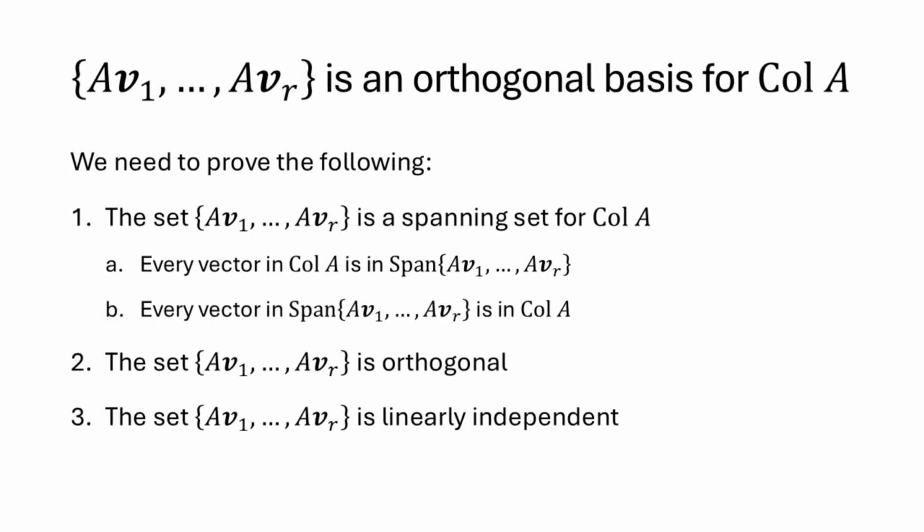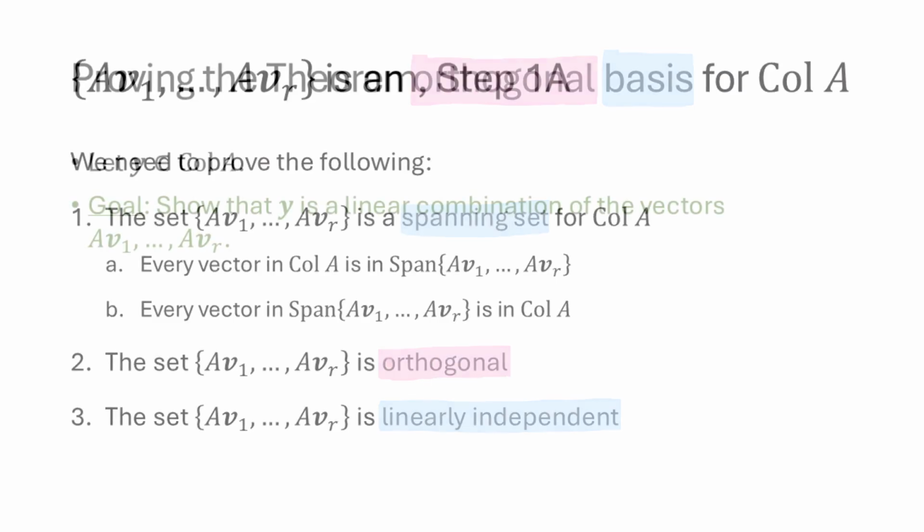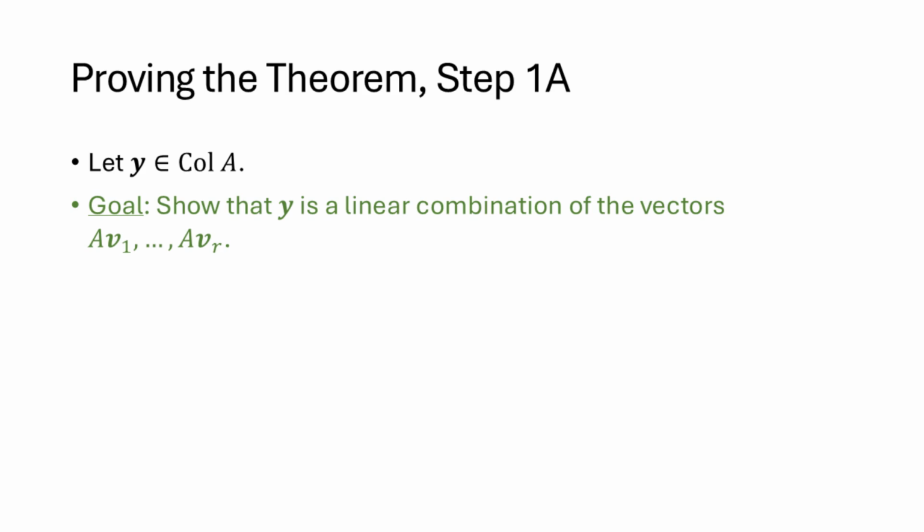So to prove this theorem, there are several things that we need to establish. We need to show that this set is an orthogonal basis for the column space of A. Basis means that these vectors span the column space of A and are linearly independent, and orthogonal means that their pairwise dot products are equal to 0. So let's first prove that these vectors span the column space of A. Let y be a vector in the column space of A, and our goal is to show that y is a linear combination of these A vi vectors.